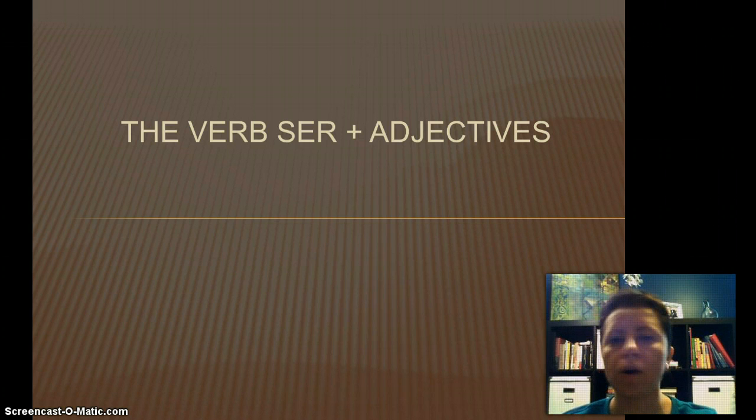Like tall, short, redheaded, intelligent, outgoing. Those are all adjectives. So we use the concept ser plus adjectives to describe what someone or something is like.